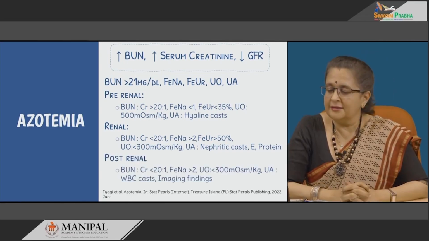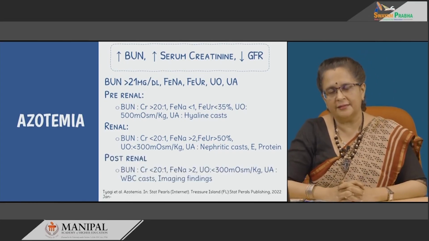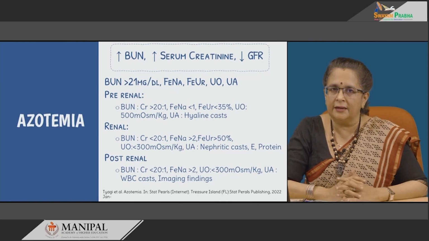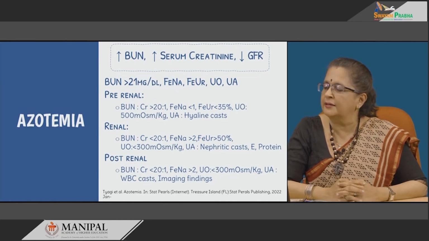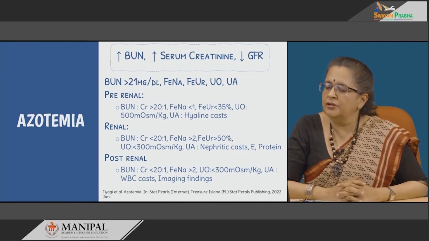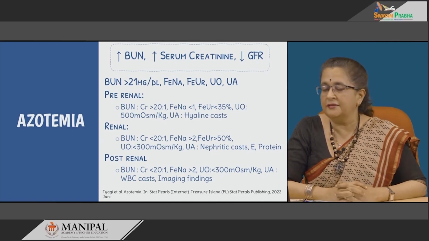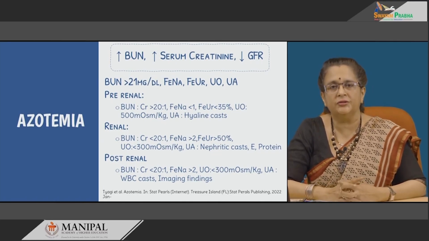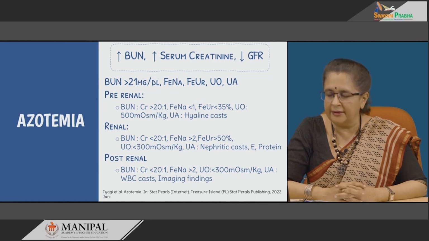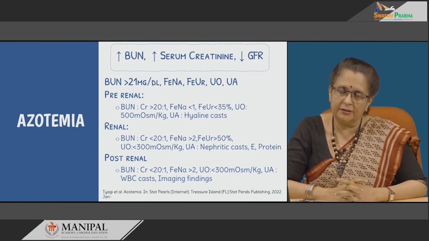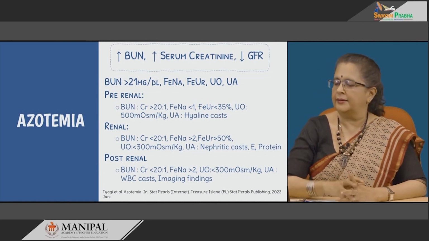In post-renal azotemia, most of the findings are similar to renal azotemia, except that in urine analysis you will see WBC casts, and imaging findings are very helpful here to detect the tumor and its exact location, whether it is in the ureter or in the urethra or bladder.